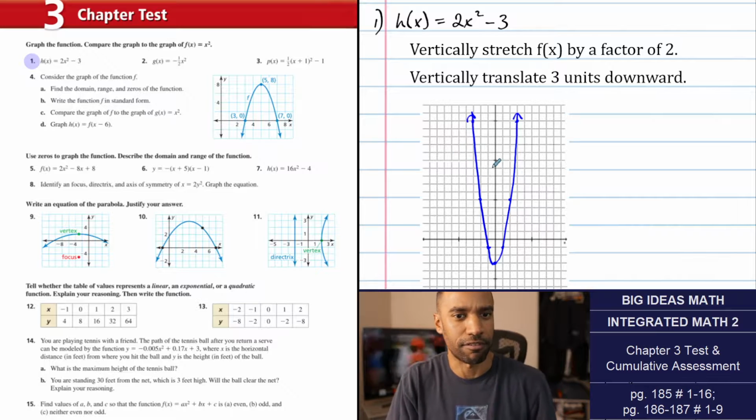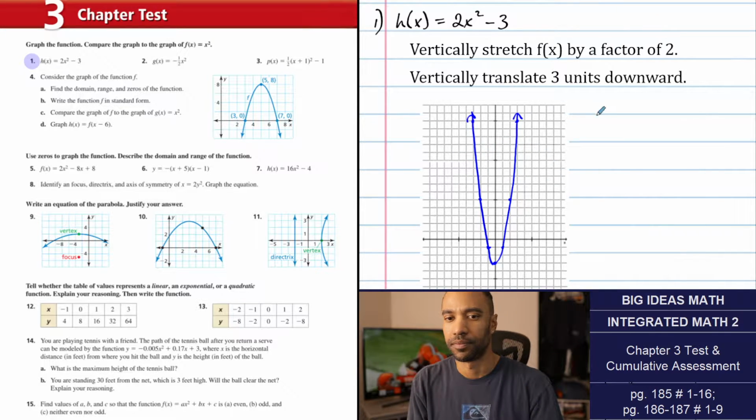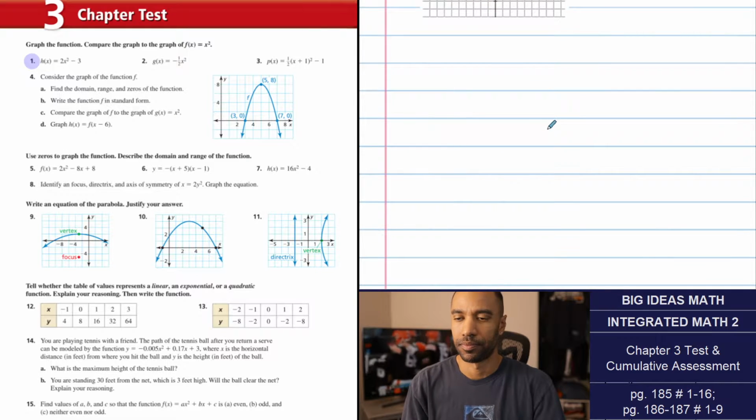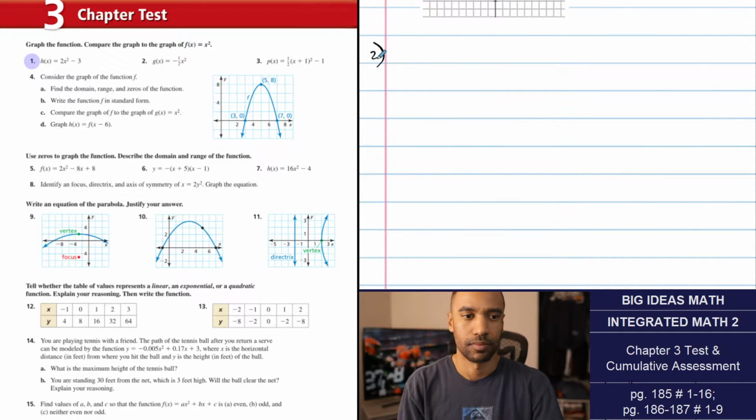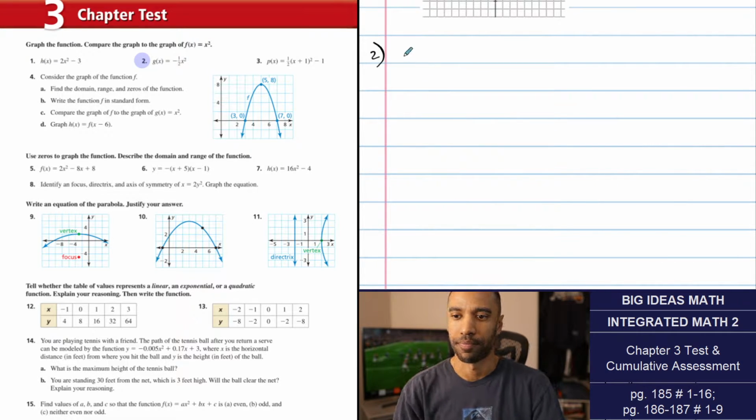I don't have to graph f of x either, right? Doesn't look like I do. That's number 1. Okay, number 2. g of x equals negative 1/2 x squared. Okay.